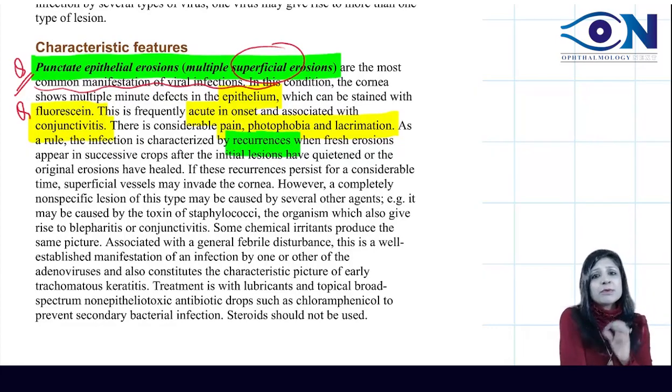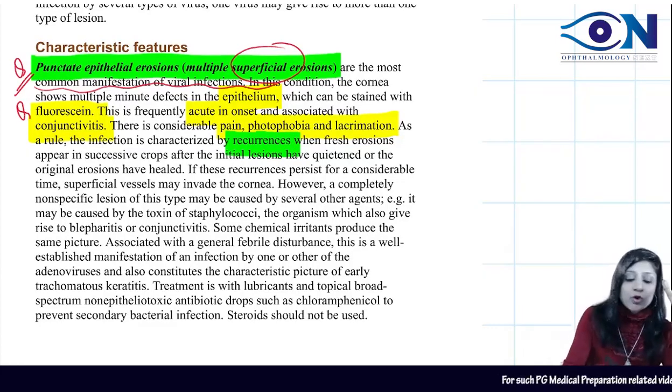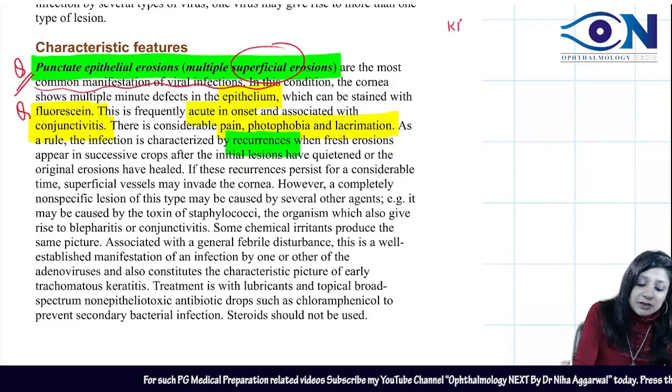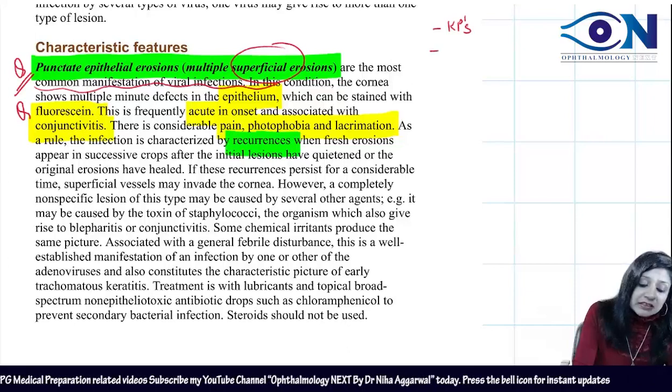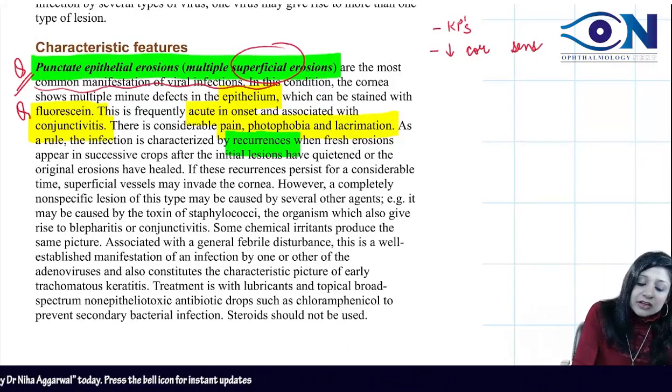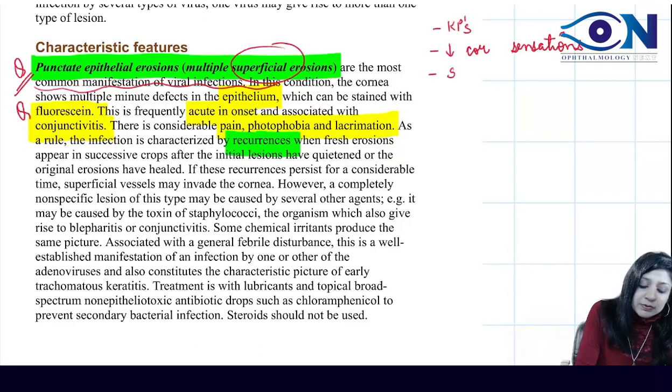So one more important thing. See, there are important things that you already know about viral keratitis. One is keratic precipitates, which we already know. Second is decreased corneal sensations, which we also know. Third important thing is superficial punctate keratitis. Fourth important thing is the watery discharge. These things will again help you in solving clinical case scenarios.